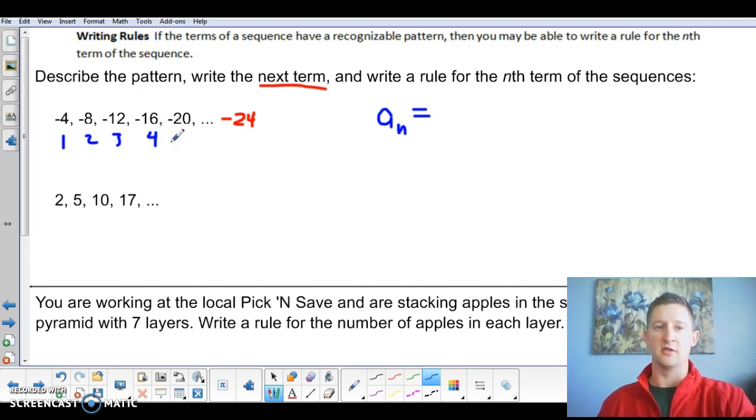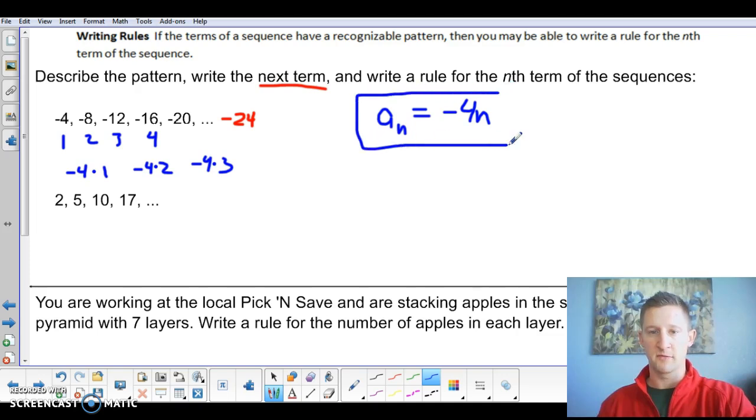What's going on here? How am I turning each of these into that particular number? Well, the pattern I'm noticing is that if I were to take -4 times 1, that would give me -4. And if I were to take -4 times 2, that would give me -8. And -4 times 3 is -12, and it looks like that's going to work for all of these. So -4 times the number of the term would be the rule that I would write. So a sub n is equal to -4n. -4 times the term that we're looking for. There's my rule.